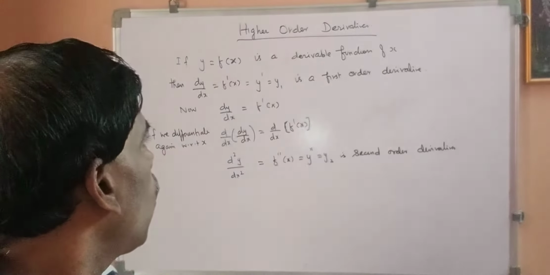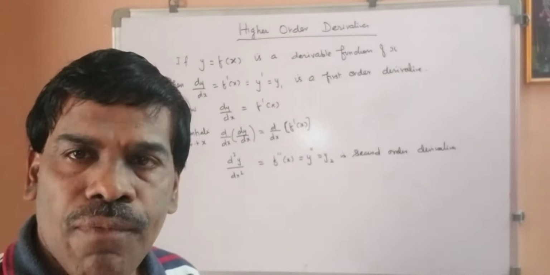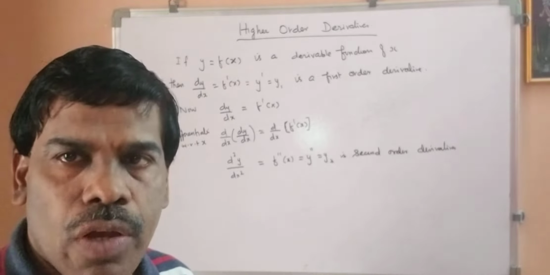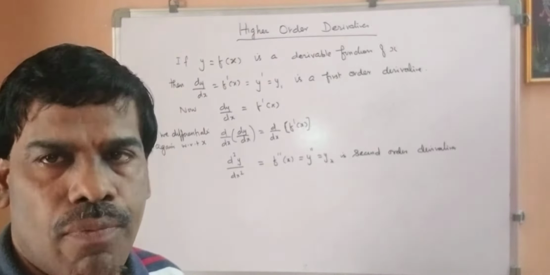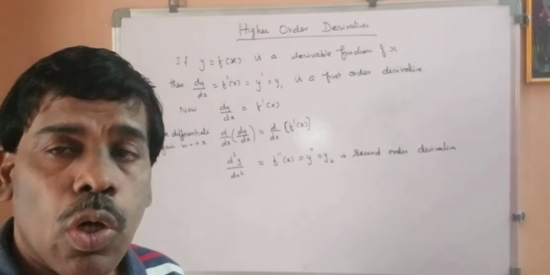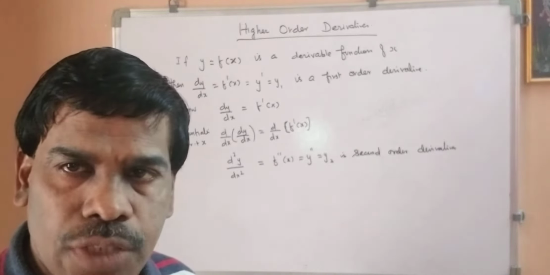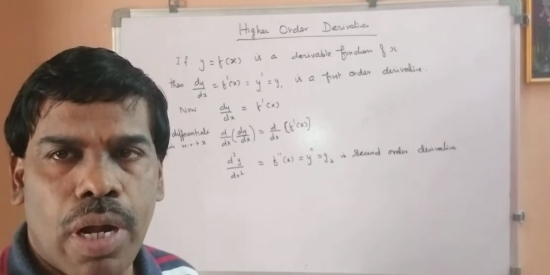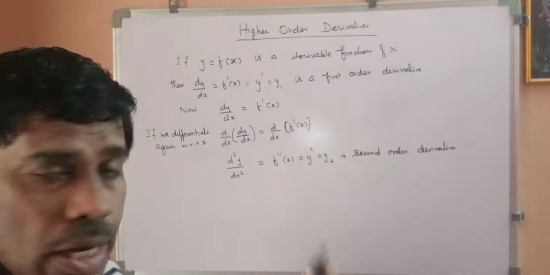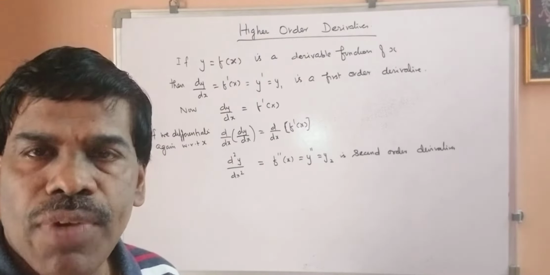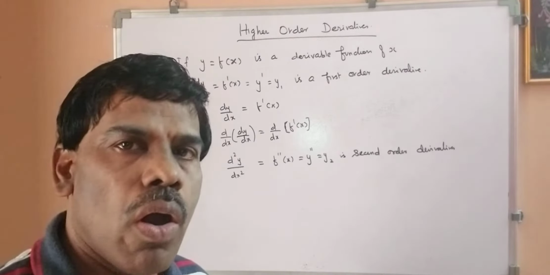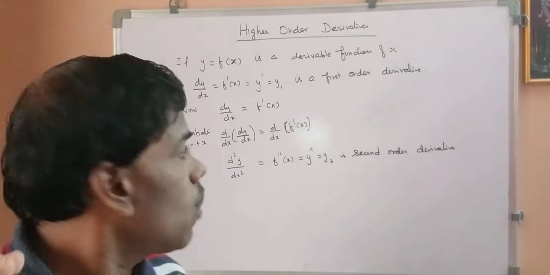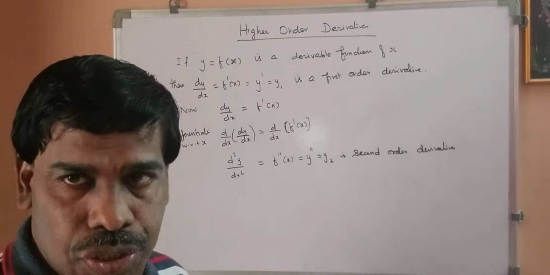Now, how will we find the first derivative, which we have seen in the earlier exercise? dy by dx equal to f dash of x. So, how many times have you differentiated this function y? One time only. So, it is called first order derivative. First order derivative is denoted as dy by dx or f dash of x or y1 or y dash.